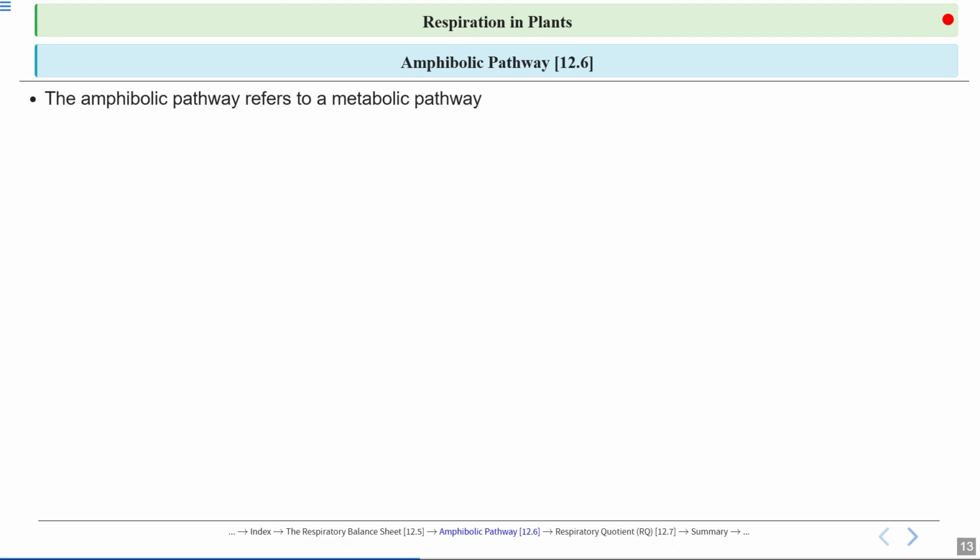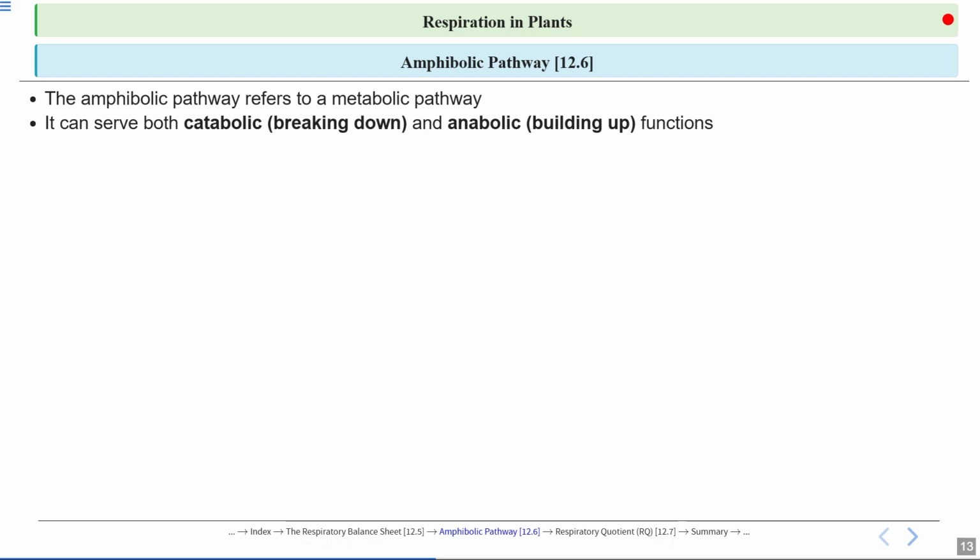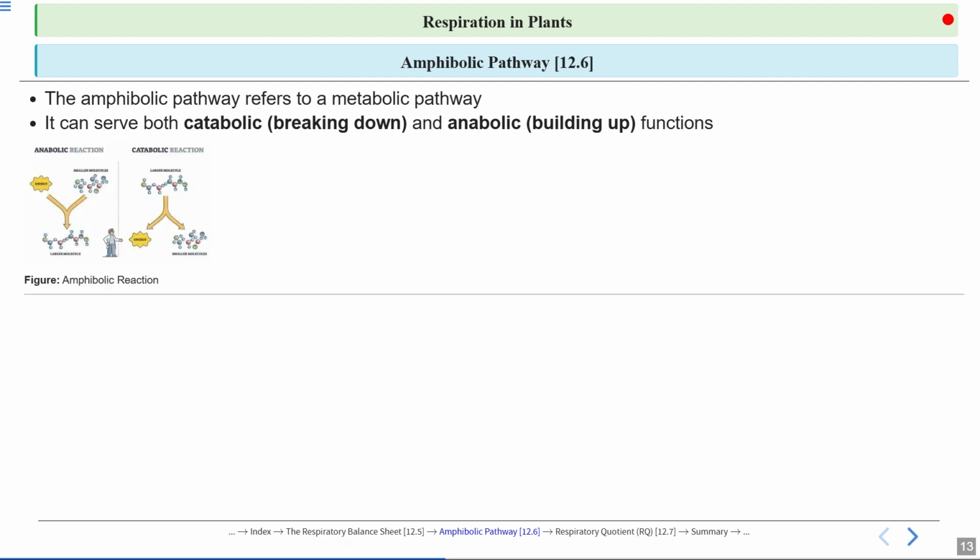Students, now let's talk about amphibolic pathway. So an amphibolic pathway refers to a metabolic pathway that can serve both catabolic functions, which means breaking down, and anabolic functions. Catabolism is the process of breakdown, and anabolic is building up, that is synthesis. So amphibolic means that there are both catabolic and anabolic functions. That is, there is both breakdown and building up taking place.